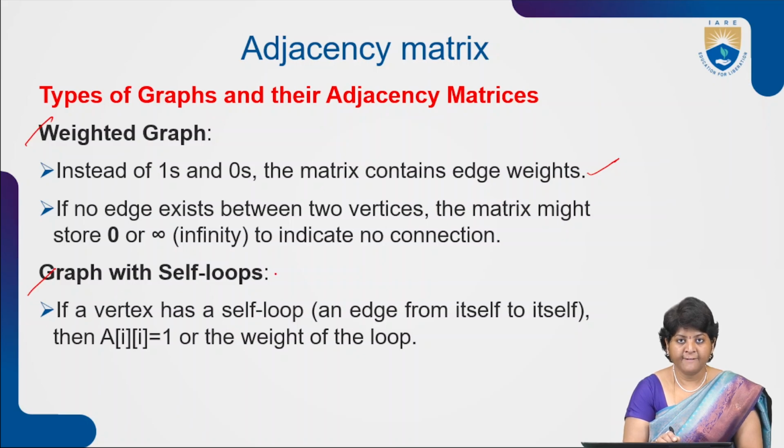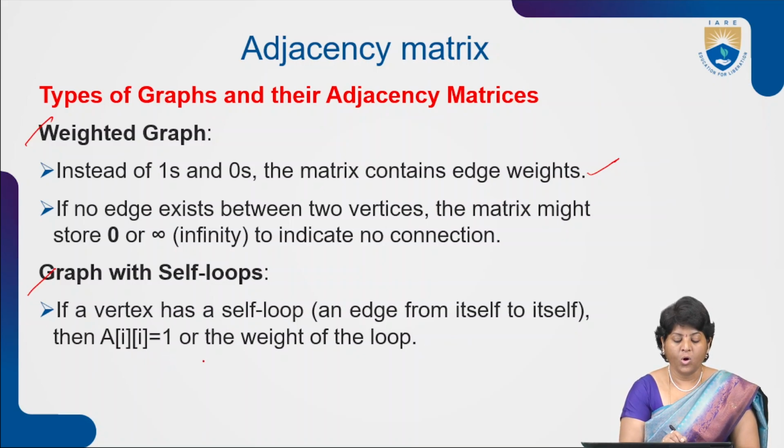Next, graph with self loops. If a vertex has a self loop, then Aij is equal to 1, or the weight of the loop. If there is no self loop, then the entry will be 0. If the self loop exists, then we will mark it as 1. These are the types of graphs to consider when we are finding the adjacency matrix for a graph. We need to consider all these points when writing the adjacency matrix.